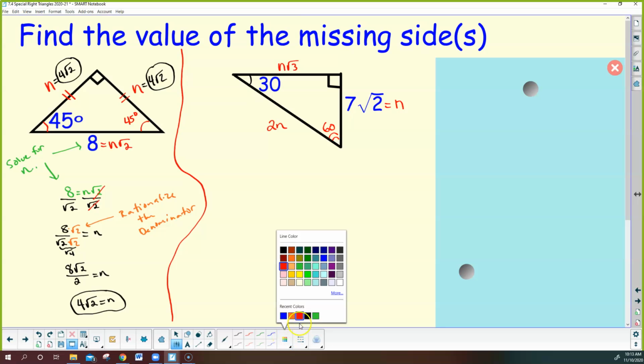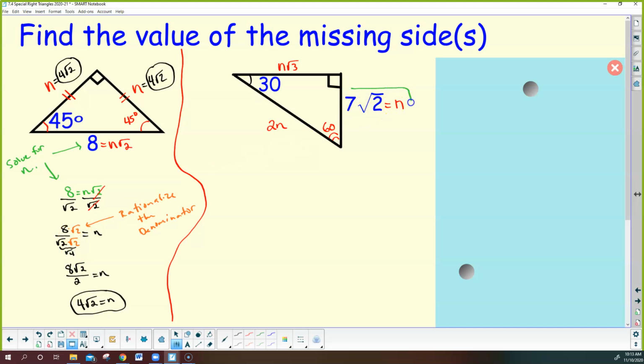Well, now look at what happens. We actually don't have to do the same work we did in number 1 because 7 square root of 2 is equal to n. This problem was actually pretty friendly in the fact that they're telling me what n is. So all I'm going to do is go to the formulas, and I'm going to plug in 7 square root of 2 wherever I see n.